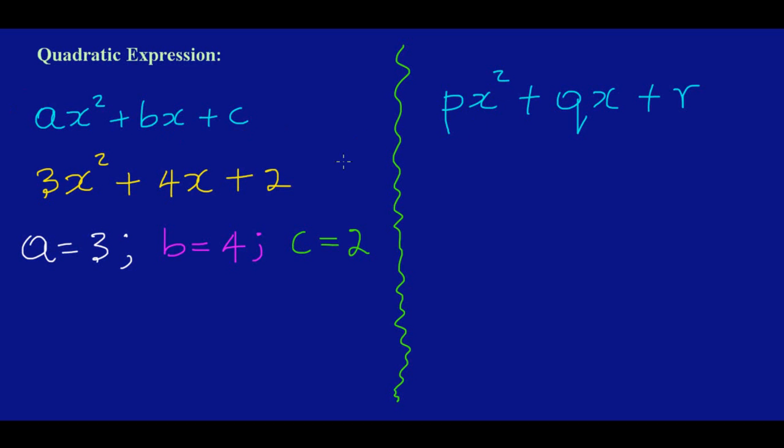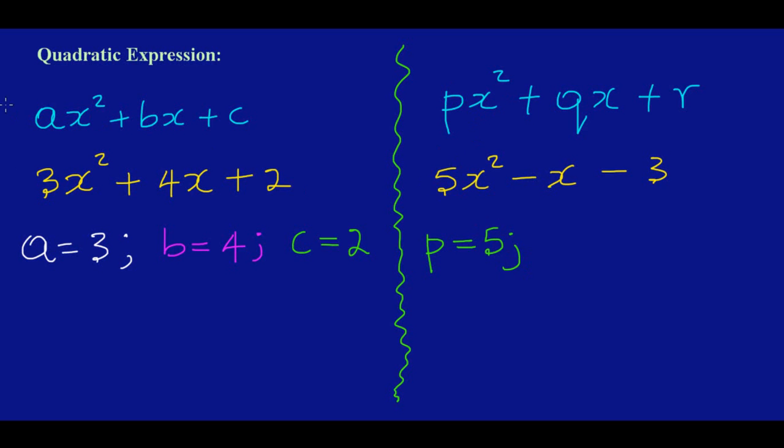Now let's look at another example. Let's say you were given 5x squared minus x minus 3, and you're asked to identify P, Q or R. Again, you'd go through the same process. You would say P is equal to, and P is in front of the x squared, and 5 is in front of it, so P is 5.